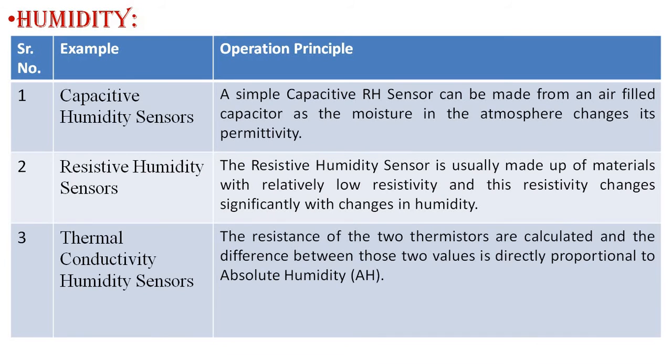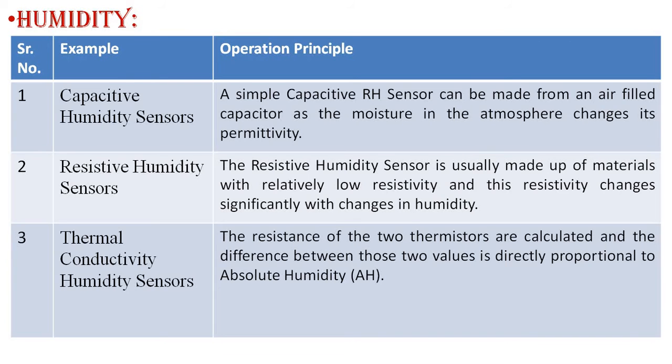Next parameter is humidity. So we have to know the different examples of humidity sensors, such as the capacitive humidity sensor, resistive humidity sensor, and thermal conductivity humidity sensor. Starting with the first, the capacitive humidity sensor, a simple capacitive sensor can be made from an air-filled capacitor, as the moisture in the atmosphere changes its permittivity.